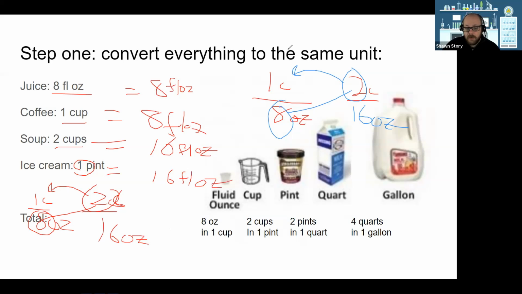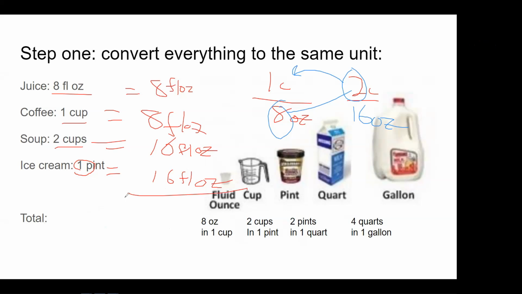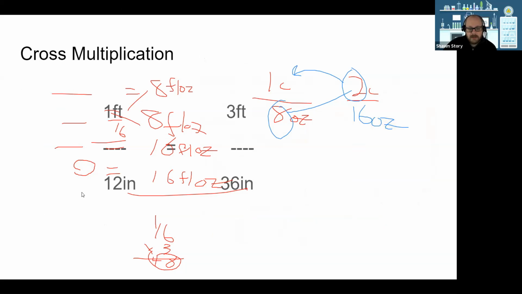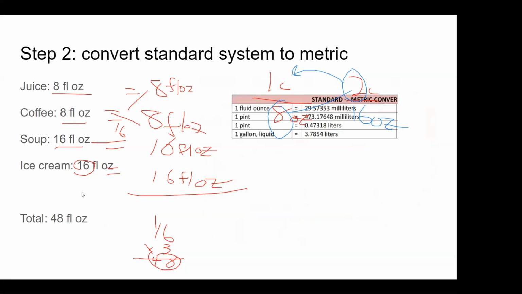So how many fluid ounces did the patient take in during this meal? 8, 8, 16, 16, 48. This is also 16 here. So we have 16 times 3. That's how my brain would do it, is 16 times 3. 3 times 6 is 18. 3, 4, 48. Is that what we got? 8, 8, 16, 16, 48. And the answer is 48 ounces. 48 fluid ounces.